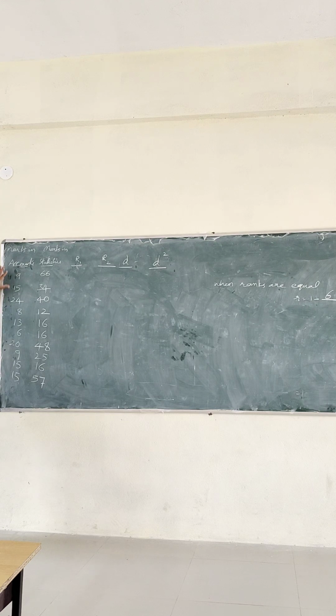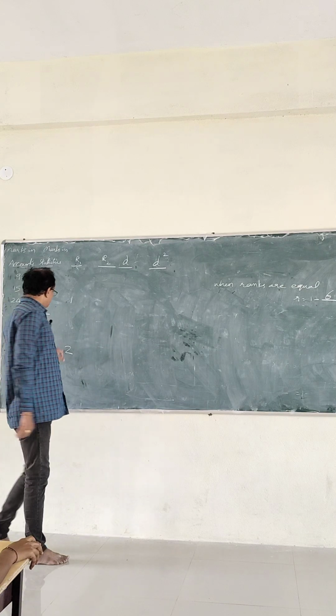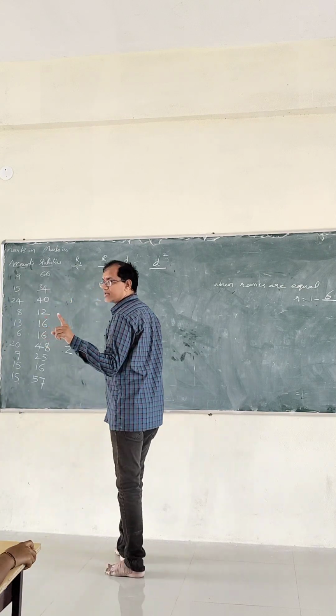Coming to the first, marks in accounts, what is the top mark? 24. Next one? 20. Next one? 15. See, check it. 15, how many times came? 3. 1, 2, 3. What are the next ranks? 3, 4, 2 ranks are over. We have our next 3 ranks.